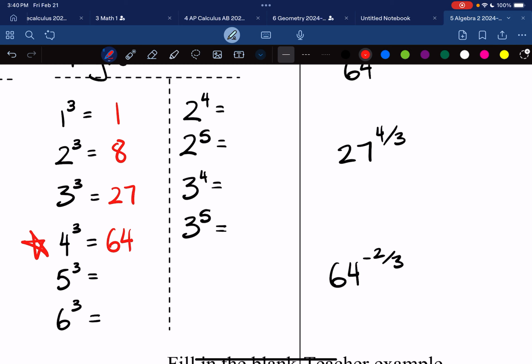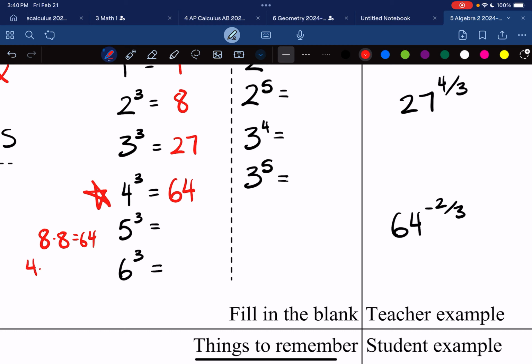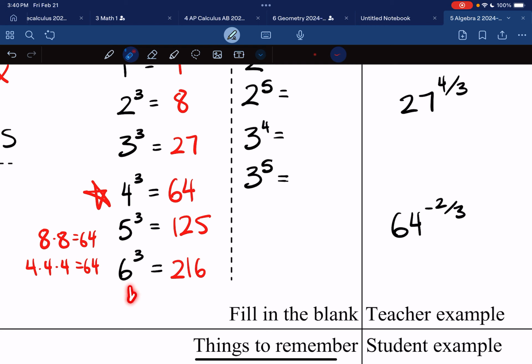I'm going to highlight that one because 64 is also a perfect square. Check this out. If you did not know, 8 times 8 is 64, and 4 times 4 times 4 is equal to 64. You have to be careful about the number 64. There's different ways of writing it. 5 cubed is 125, and finally 6 cubed is 216. You should know your perfect cubes all the way through 1,000, but for now, I'm just going to leave it at 6 cubed. I believe that's the highest that I'll ever assess on any quiz, test, or on a homework assignment.